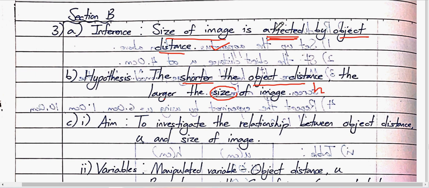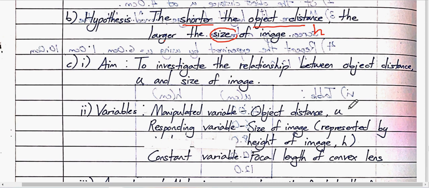But this student wrote something below here. Hopefully you can see: to investigate the relationship between object distance and size of the image. So that is the aim. Still, he is using size. But here, he is saved by this. Responding variable size, but here he put height of the image. Still safe because of this statement. So it means that we understand size here means the height of the image. But in the exam, SPM, it is good to write height. Height can be measured. Size can be the diameter, so it is not very clear. Alright?